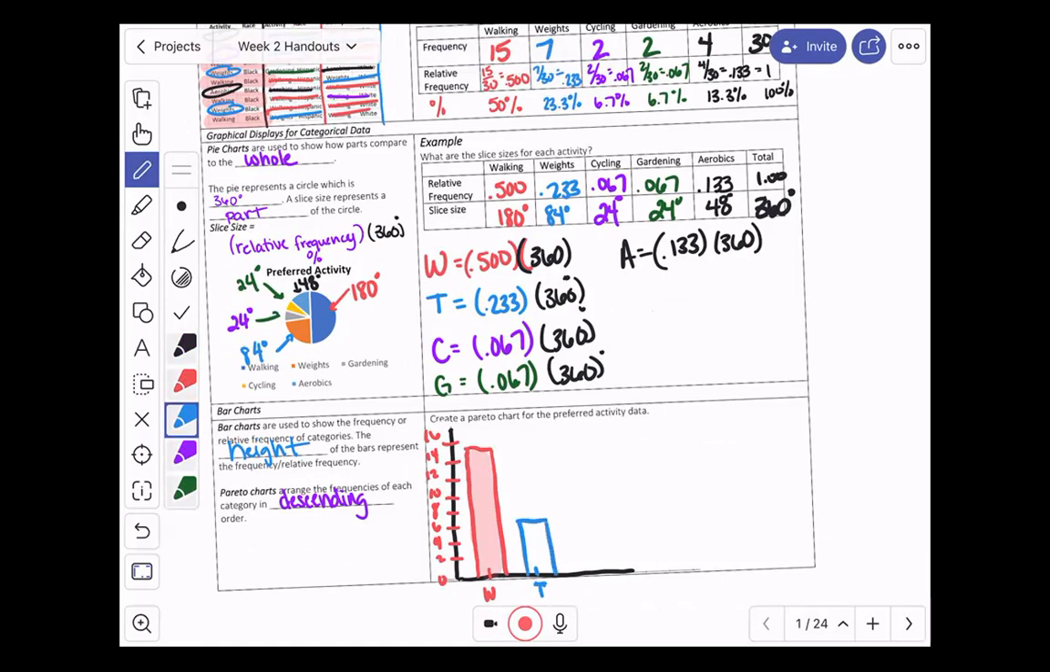And then the next one would be what? Aerobics at 4, right? Yes. Followed by cycling and gardening, in whichever order you want to put those. So let's go cycling. Cycling's at 2, and gardening is also at 2.